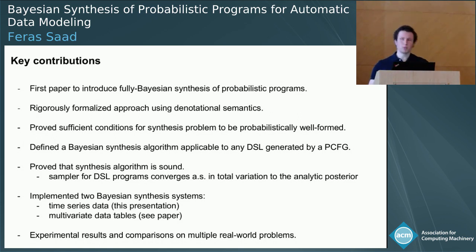For the very first time, we've shown that the sampler for the probabilistic program converges almost surely to the analytic Bayesian posterior. On the implementation side, we've implemented these ideas for two probabilistic programming languages, one a domain-specific language for time series data, and another one for multivariate data tables. And we've benchmarked these results and shown the efficacy on multiple real-world problems.